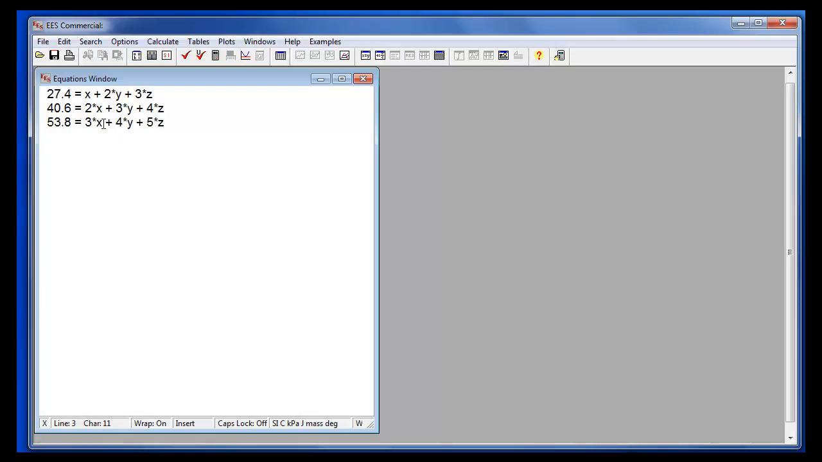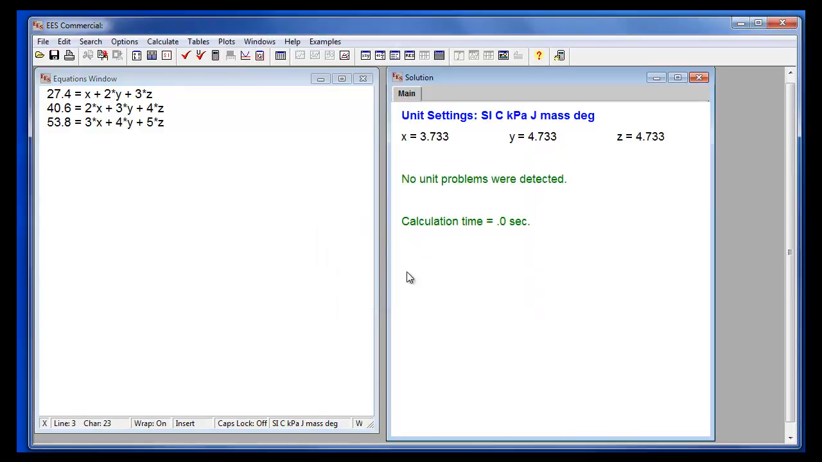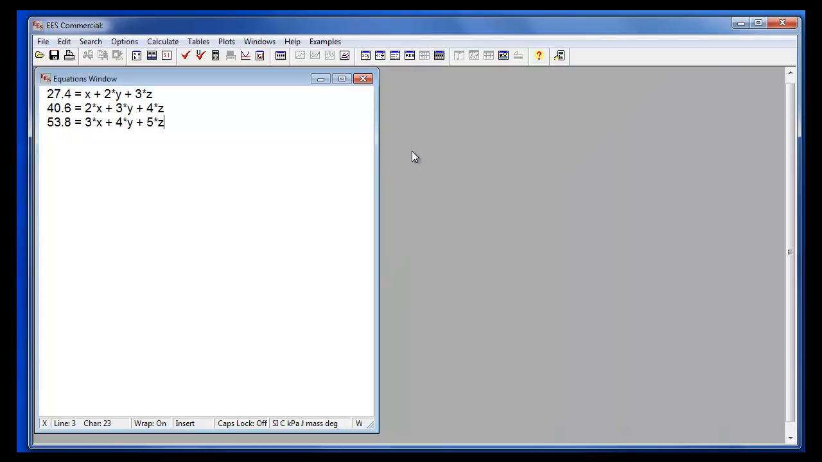None of them are explicitly written, and the algebra there is pretty complicated, but you could probably solve it given some time. However, we just click our solve button, and it's able to solve it for us, and here are our values of x, y, and z. So you can realize it's pretty quick and efficient, and a lot easier than doing all of that algebra. Now that's one feature of EES, and the other thing it does, as we'll see in future videos, is that it has all the thermodynamic properties that we need.